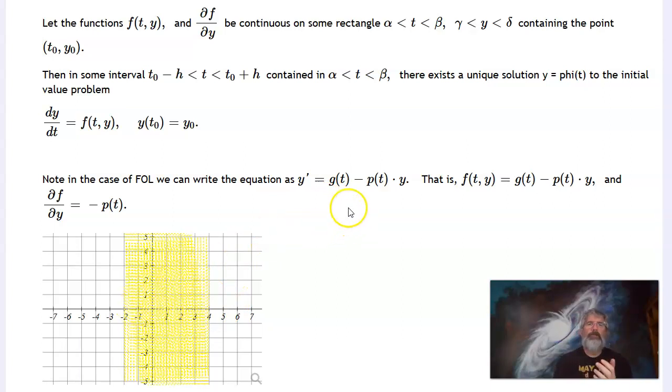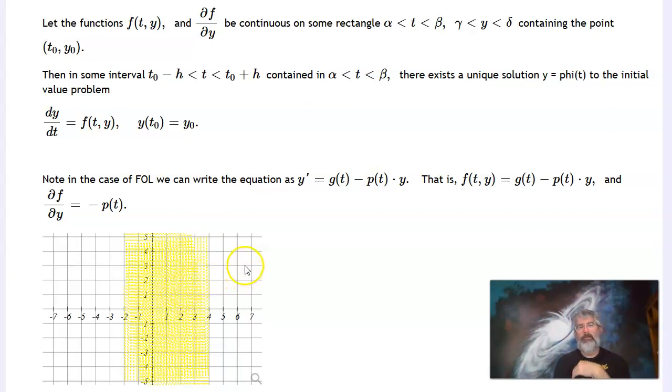I'm just saying, supposing P and G have vertical asymptotes or some sort of discontinuity at -2 and 4. And so there's this interval here from -2 to 4 where they're continuous, but then y is continuous anywhere, so y can go all the way up and down. So the rectangle that we'd be talking about, this rectangle that they talked about up here, would say alpha and beta are between -2 and 4, and gamma and delta would be -infinity to +infinity. Right? That would be if my initial condition was in this region.